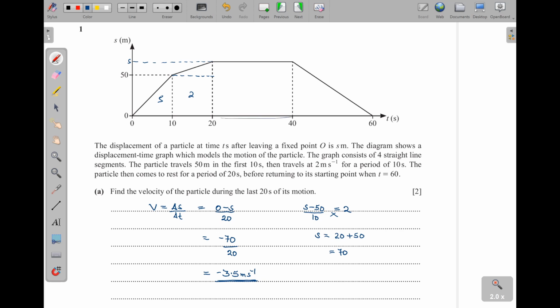And from 20 to 40, of course, since displacement is not changing, the particle is at rest. The graph consists of 4 straight lines. The particle travels 50 meters in the first 10, then travels at 2 meters per second for the period of 10. The particle then comes to rest for a period of 20. You see this one? I'm going to put our v here equal to 5. Then our v here is equal to 2. Here v has to be equal to 0. And then we have seen here v is equal to negative 3.5.